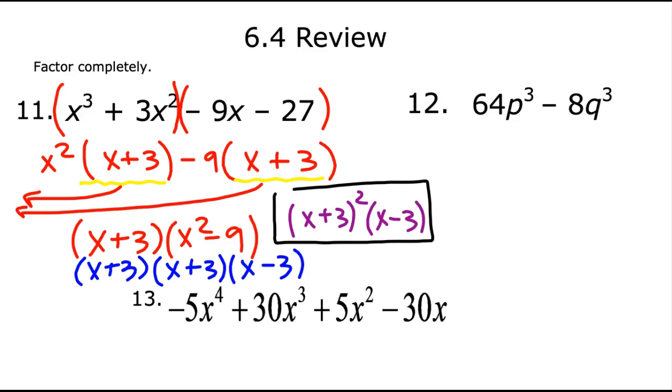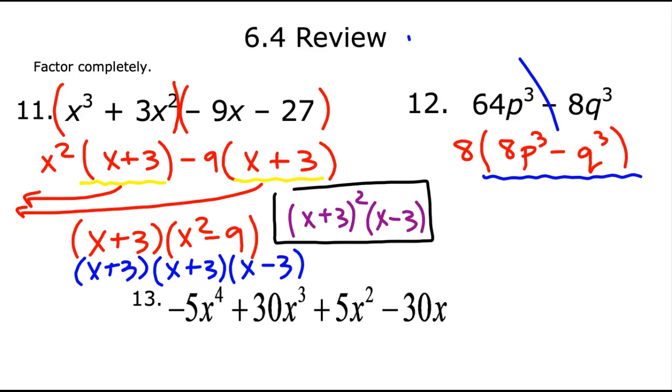Next one, number 12, always factor out a common term. So here I'm going to factor out an 8, I believe. Factor an 8 out, and I'm left with 8p cubed minus q cubed. And that is the difference of cubes. This was Cole's question earlier. So difference of cubes, we have a formula, an identity for that.